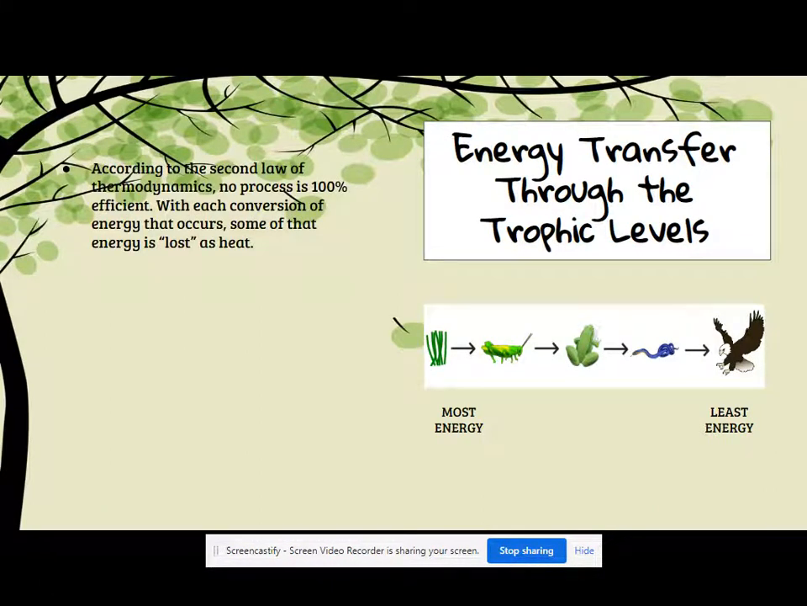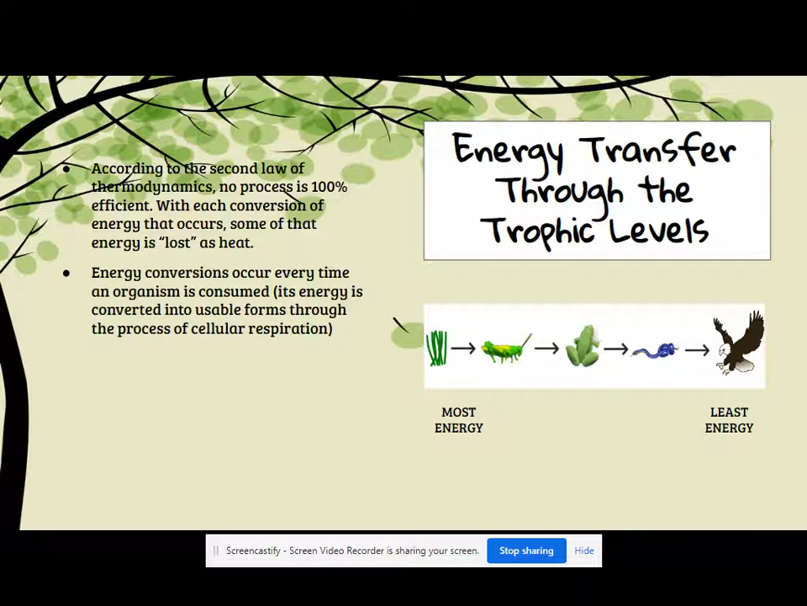Now, there's two more slides. One of the last slides I'm going to talk about is that every time you go up a trophic level, you don't get 100% of the energy. So most of the energy is stored within the producers, like grass and leaves. And anything that eats that only gets a certain percentage of that energy. And that's because it's lost as heat. The digestive process isn't 100%.